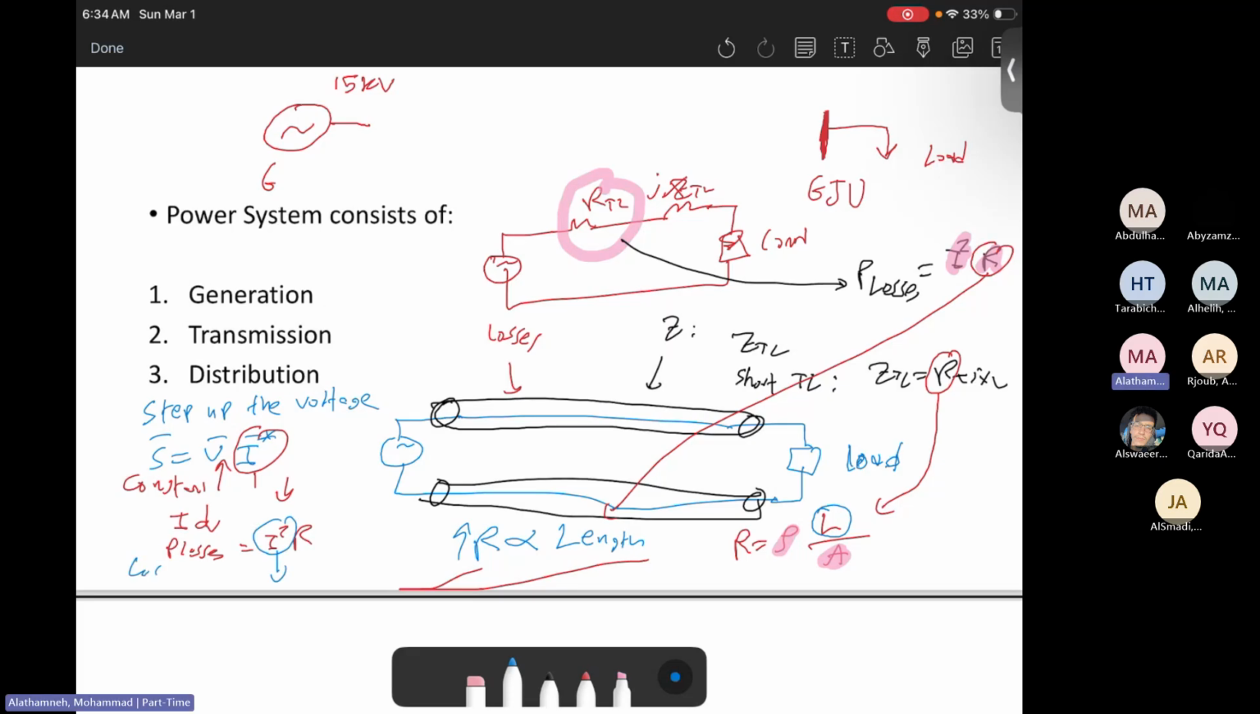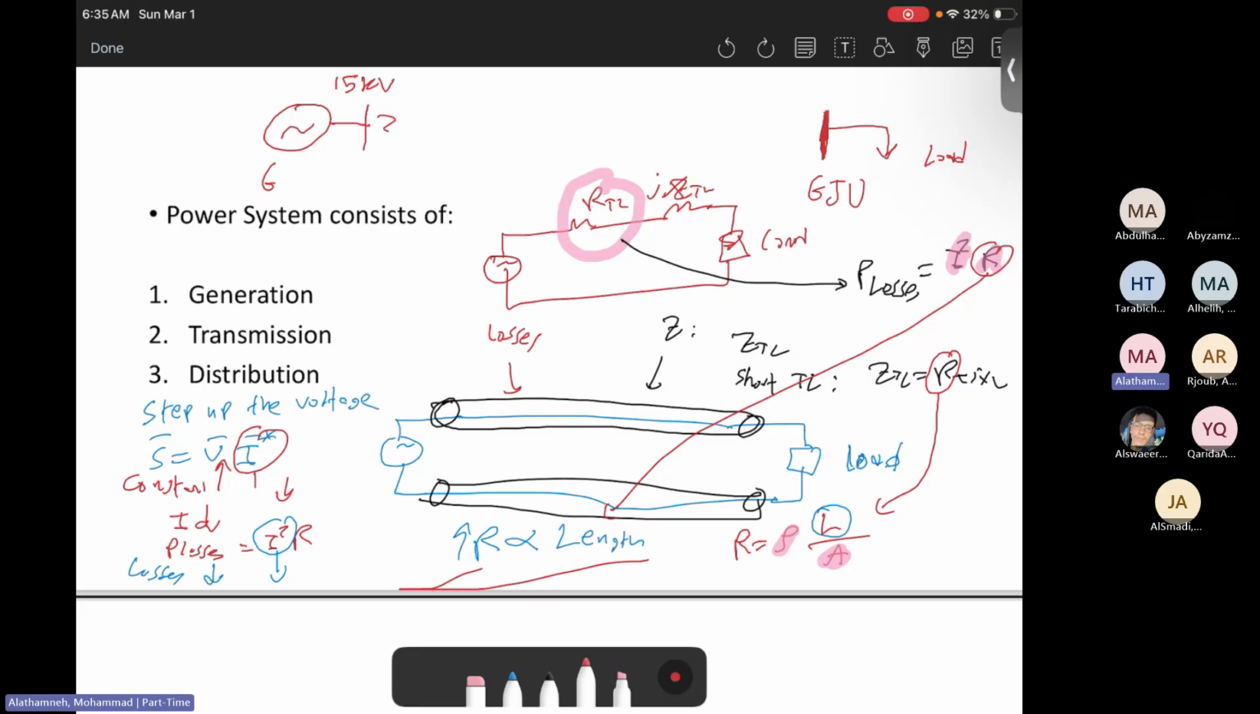As a result, the overall losses will be decreased, which makes the system more efficient by reducing the losses. Therefore, in order to transmit the power over long distances, we need to add a step-up transformer.